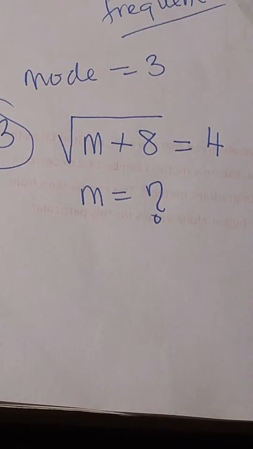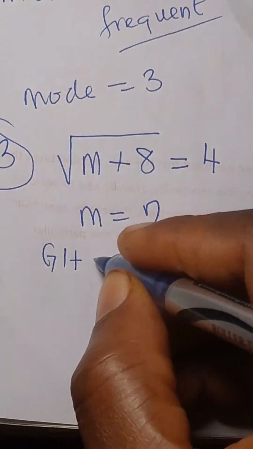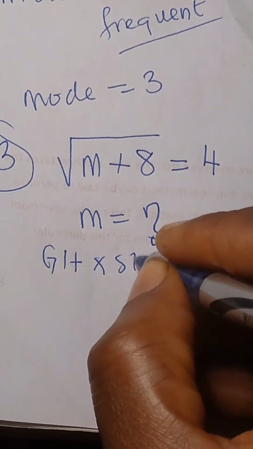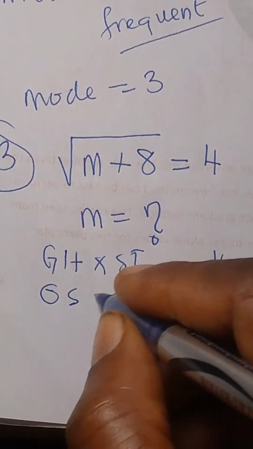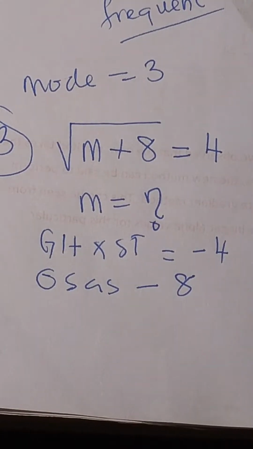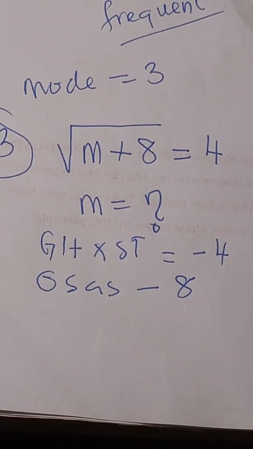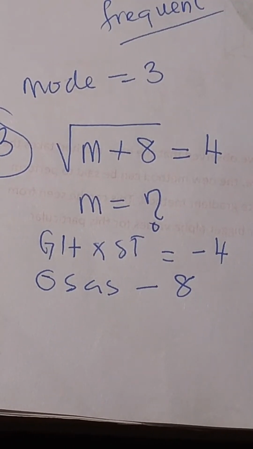M is equal to minus 4. Okay. GHST says minus 4, and Osas says 8. Please, more answers. More answers, please.